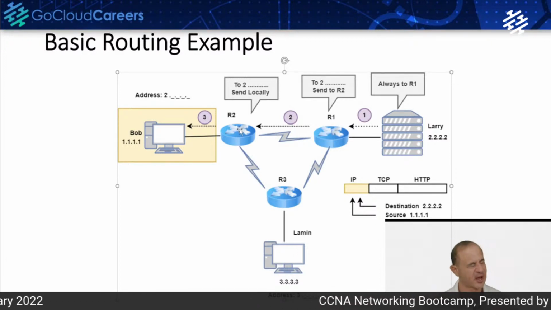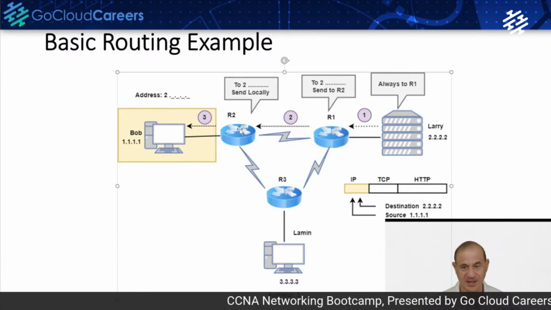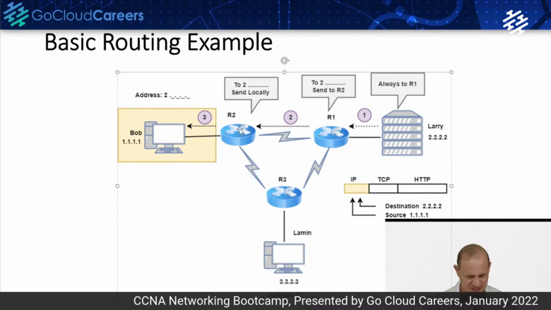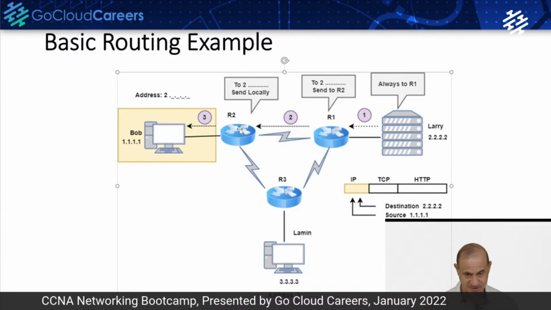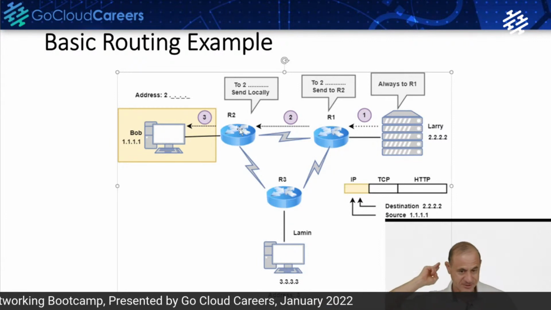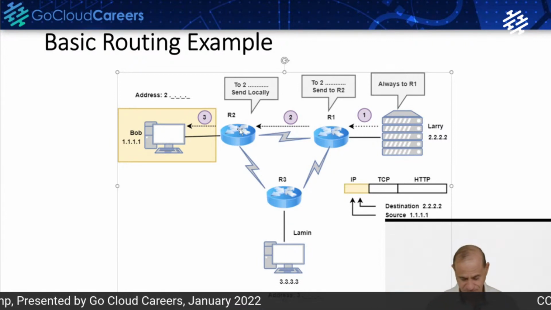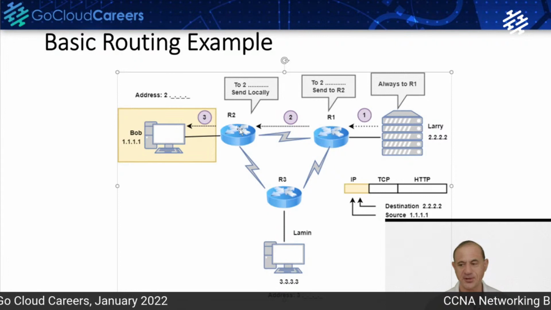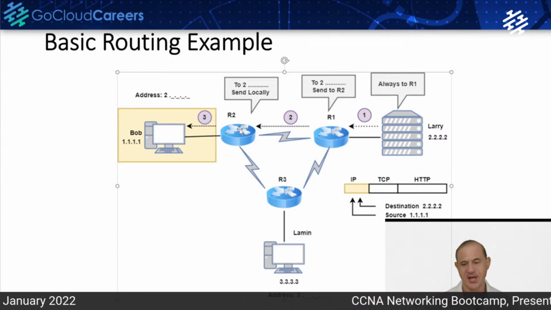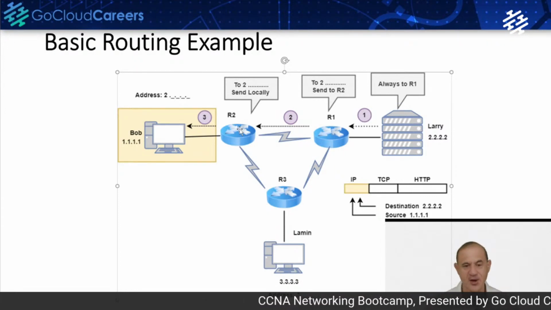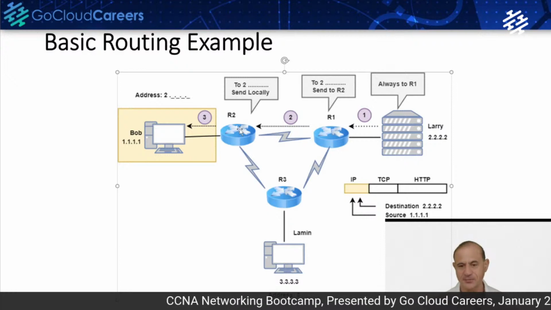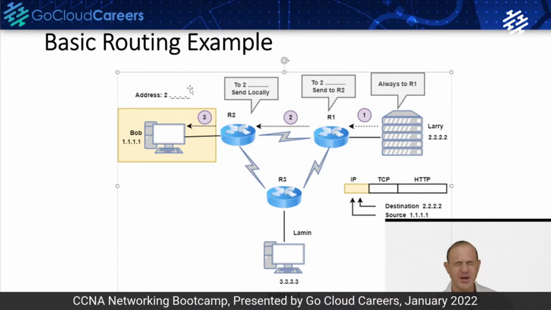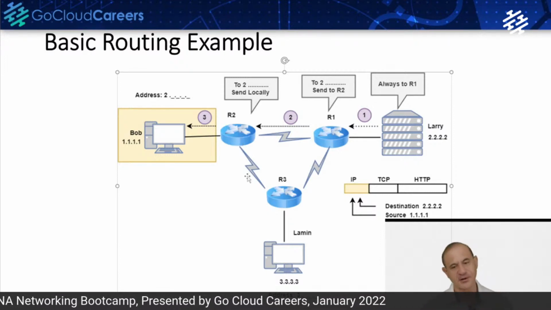Router 2 says, do I have a route to 2.2.2? And it says, ding, ding, ding, ding, ding. I have it. It's right over here out this interface. So what does the router do? Router 2 sends it to 3, Bob. Now it's on Bob's computer. Bob's computer has to answer. Does Bob have a route to Larry? No, but does Bob have a default gateway in his routing table? Yes. So Bob sends his data over here to router 2.